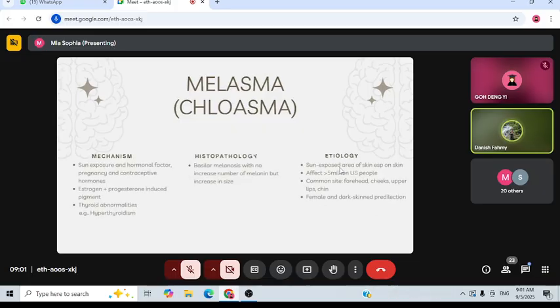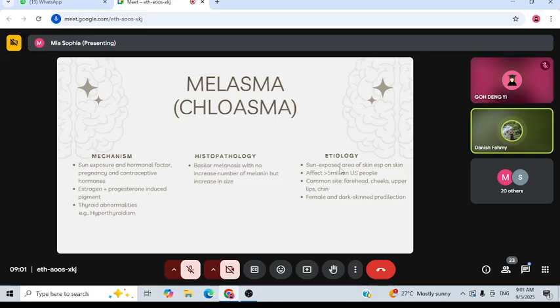And the last one is melasma, or we can call it chloasma. The mechanism of this lesion is due to sun exposure and hormonal factors, pregnancy and contraceptive hormone. The hormone is estrogen combined with progesterone, which can induce this lesion. Also thyroid abnormality, for example hyperthyroidism. For the histopathology, basal melanosis with no increased number of melanocytes but increase in size.